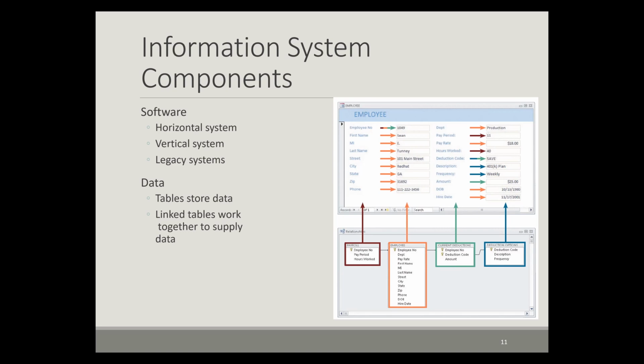For the data, we have tables that store data. We store the data in the database, in tables, and then we link tables together to supply the data to the programs or to the software. Okay.